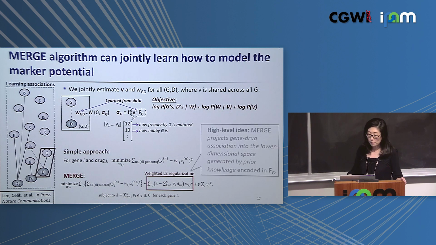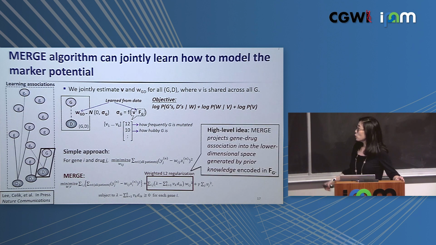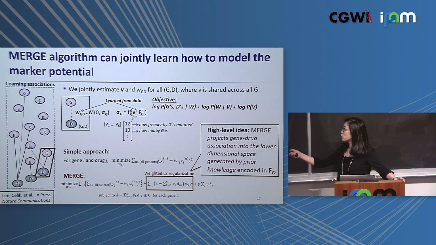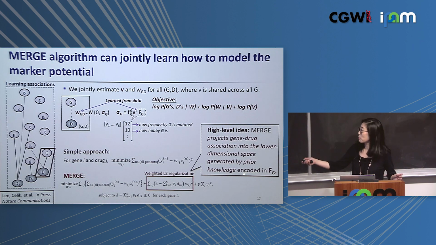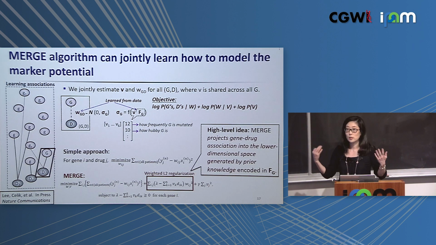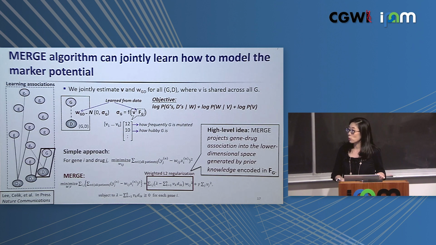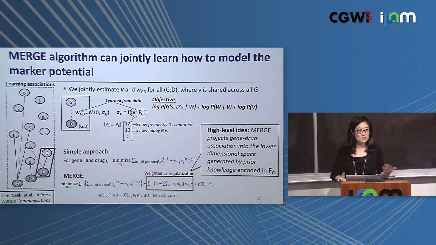Okay, so the high-level intuition of this algorithm is that you want to project very high-dimensional gene-drug associations, 20,000 genes by 160 drugs, into a lower dimensional space generated by your prior knowledge encoded in these MERGE features. In other words, you want to believe a gene-drug association only when it is supported by any of these driver features, MERGE features. So this is a way to make your associations more interpretable, explainable.